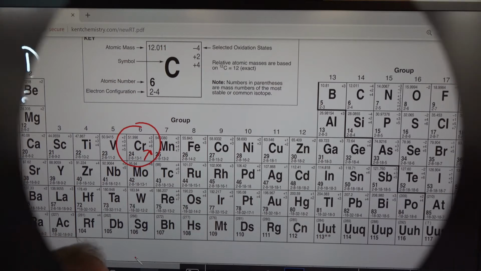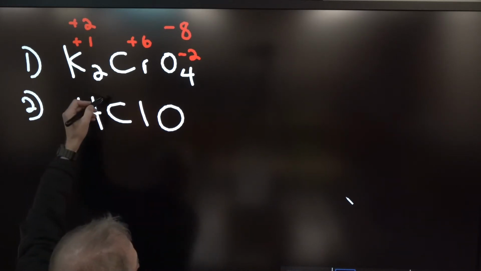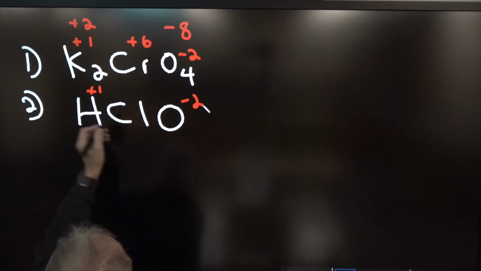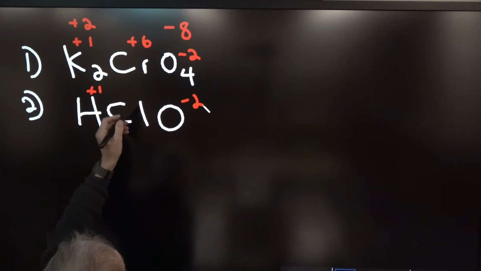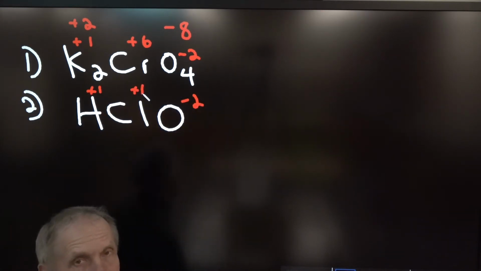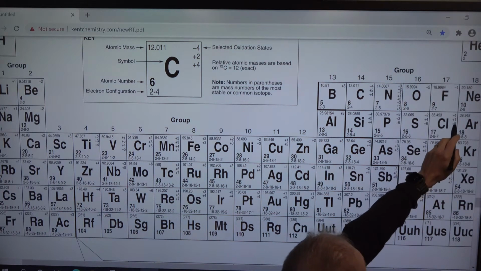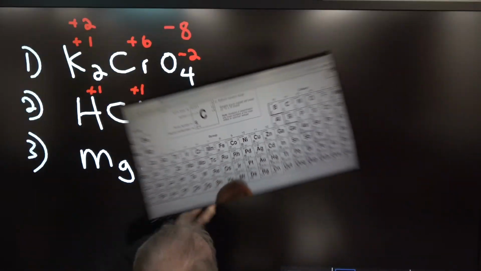So that one is well done. Okay, let's go to the next one. HClO. Chlorine's got a ton of oxidation states, but hydrogen's going to be a +1. Oxygen's going to be a -2. So a +1 and a -2, that means chlorine can only be a +1. So that whole thing equals 0, but let's make sure. And here's chlorine, and chlorine does have a +1. So that's how you know that it's correct.